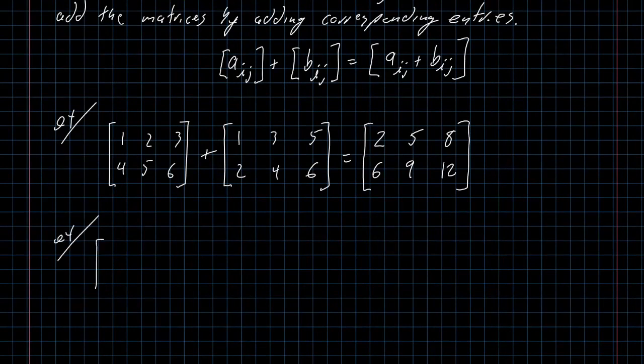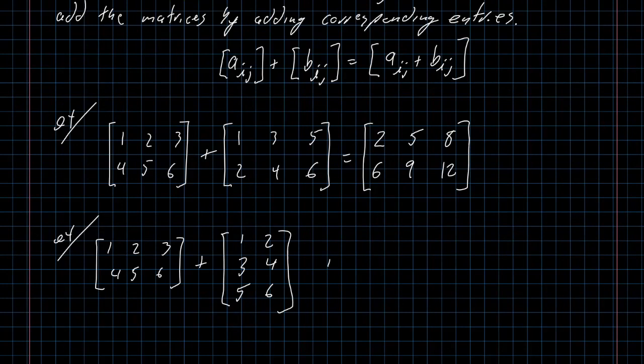If I have the row matrix 1, 2, 3, 4, 5, 6, and I have the matrix that is oriented with longer columns 1, 2, 3, 4, 5, 6, this addition is undefined because the dimensions of the 2 matrices are not the same.